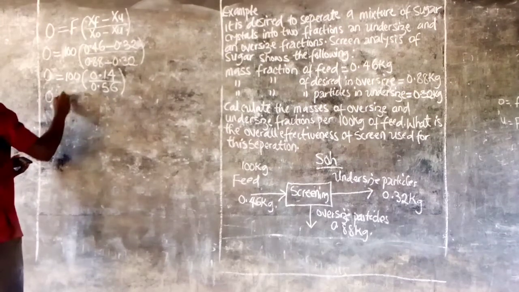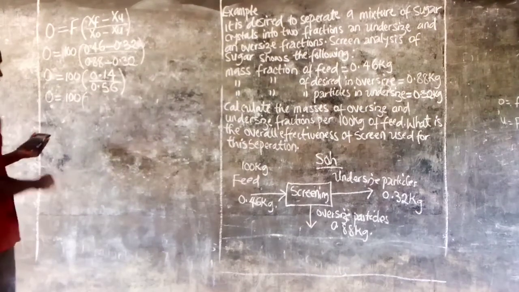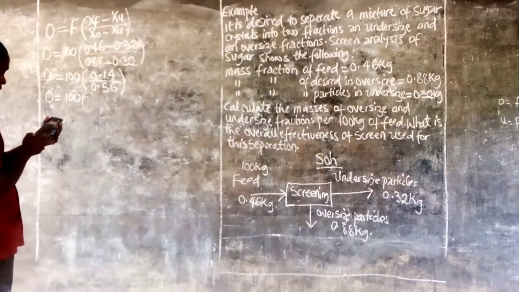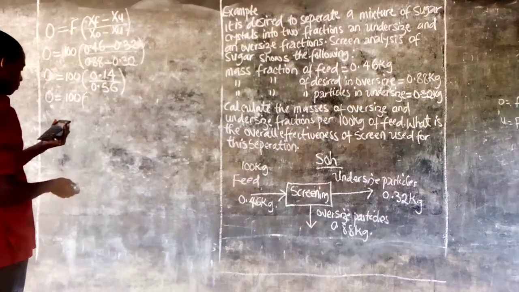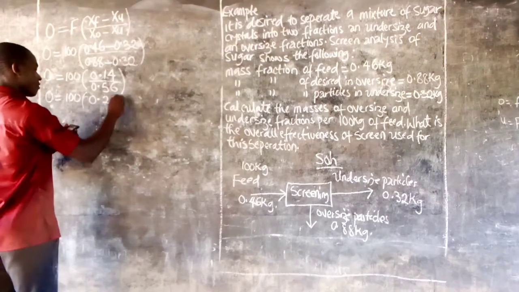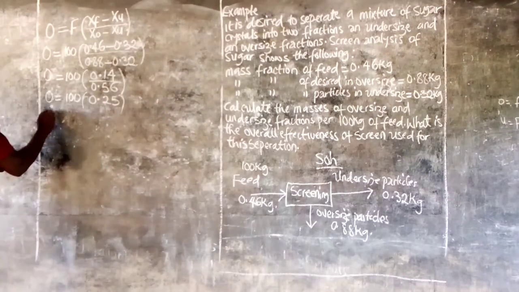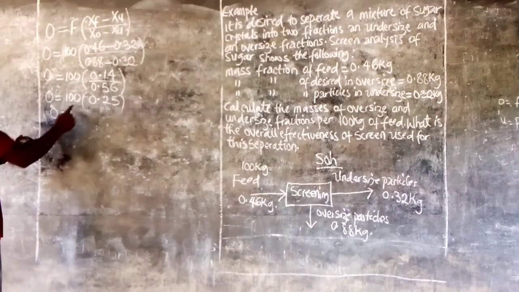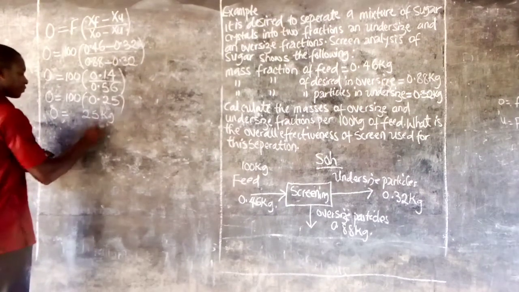Over size is equal to 100 bracket. Now this divided by this, we have 0.14 divided by 0.56, and that will give us 0.25. And so what do we do next? 100 times this. So O is equal to 100 times 0.25, that is this times this, and that will give us 25 kg.